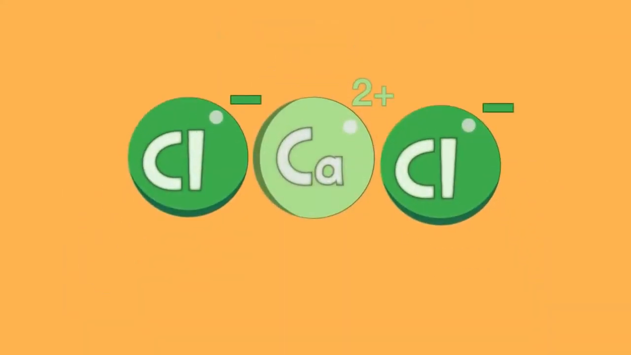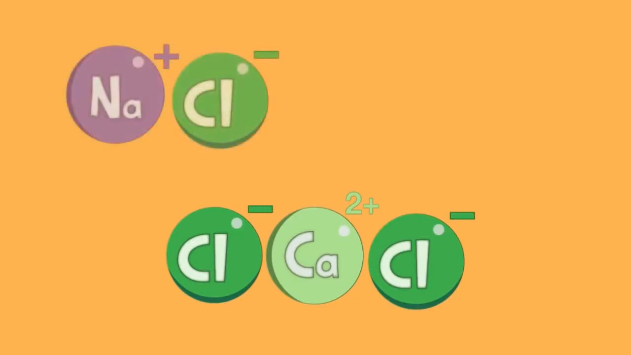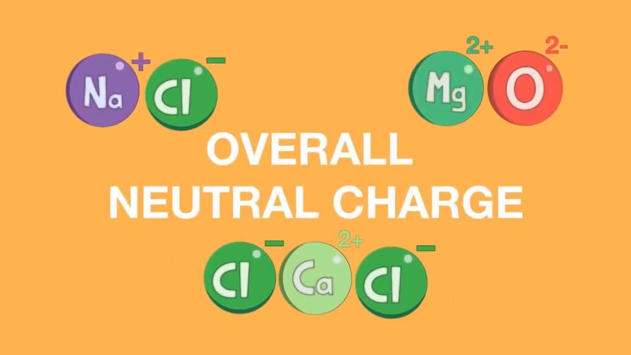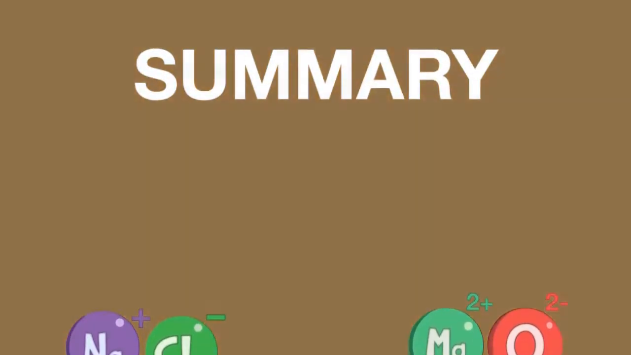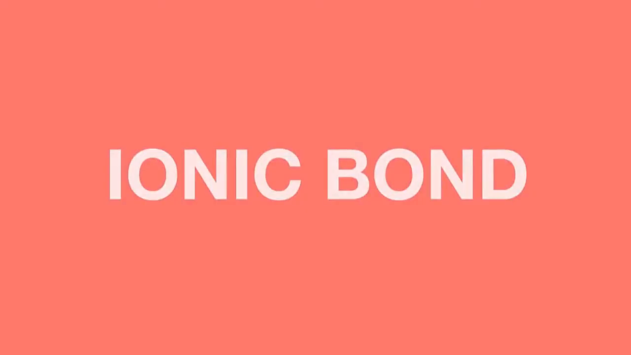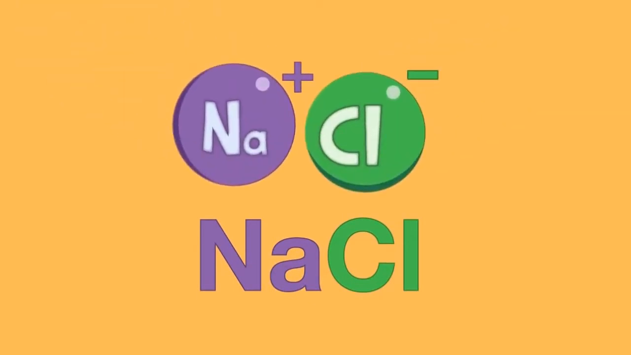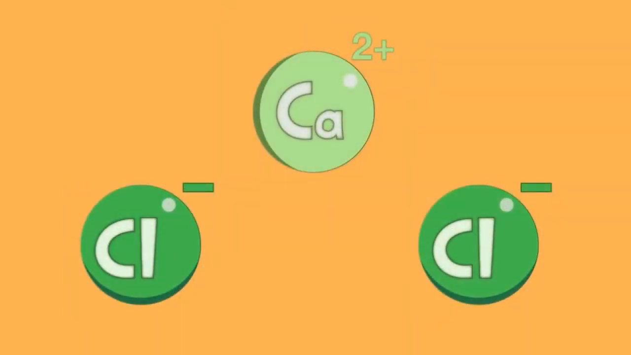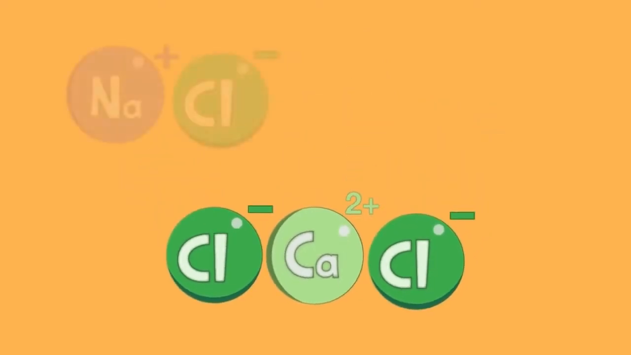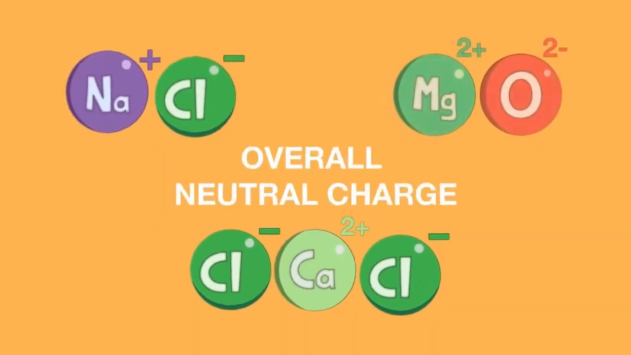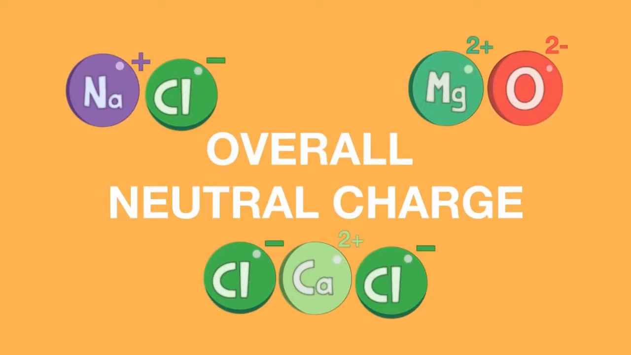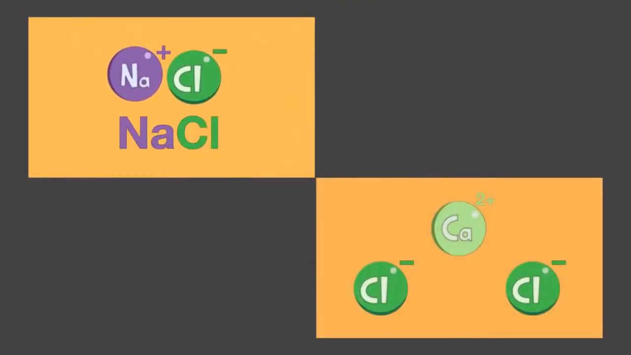In all 3 examples, the resulting ionic compounds have an overall neutral charge because all charges are fully balanced out. In summary, an ionic bond is defined as the electrostatic attraction between oppositely charged ions. When an ionic compound is formed, the charges must be balanced so that the resulting ionic compound has an overall neutral charge.